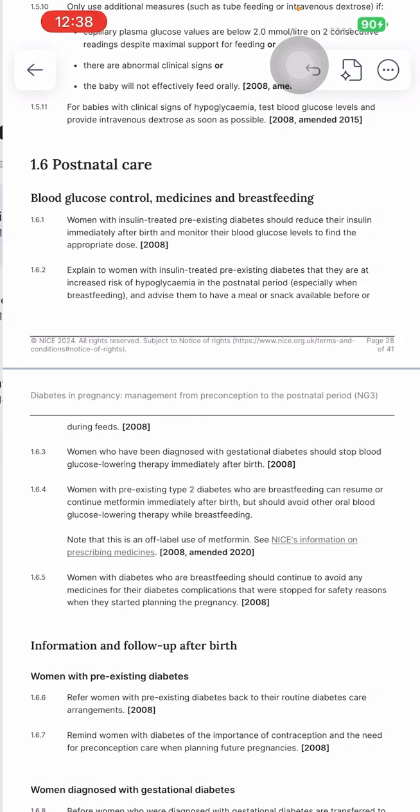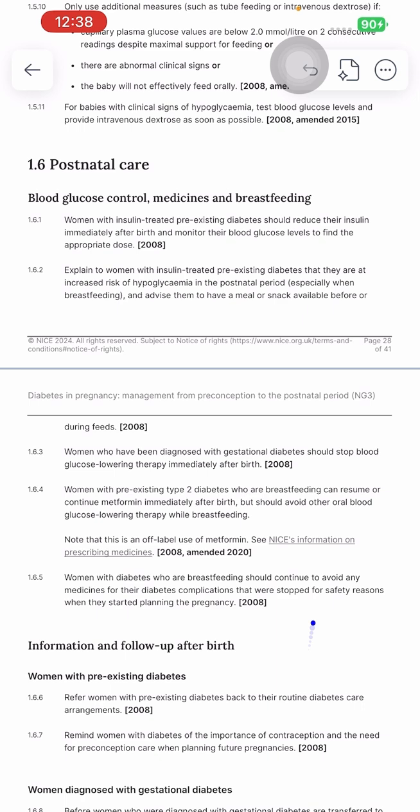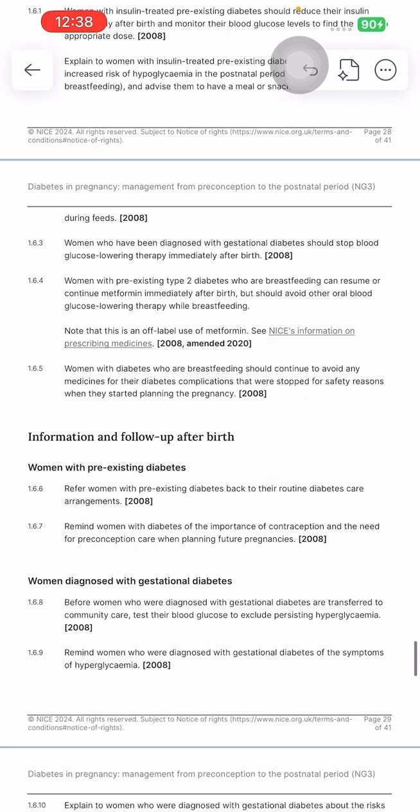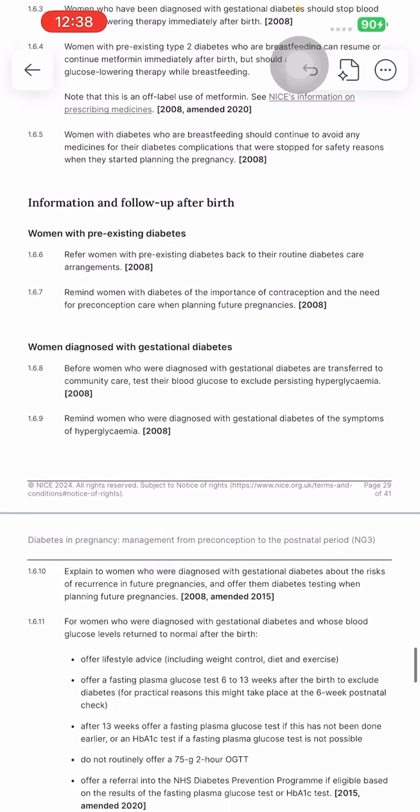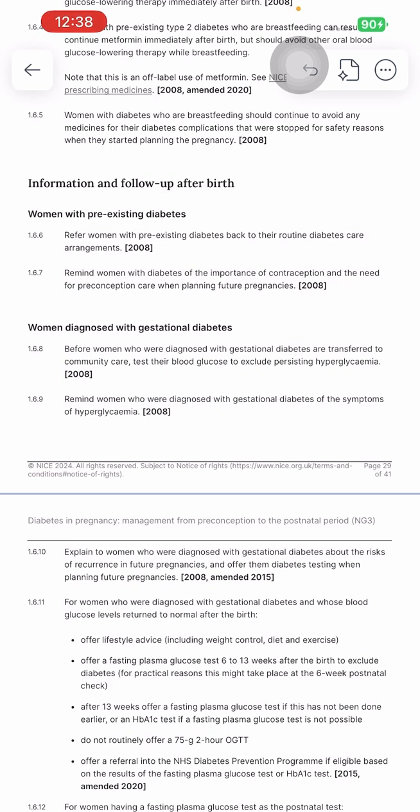So metformin is safe, and in type 2 diabetes, if the patient is taking insulin, then we have to reduce her dose of insulin. Women with diabetes who are breastfeeding should continue to avoid any medication for their diabetic complications that was stopped for safety reasons when they were planning the pregnancy. That type of drug, like ACE inhibitors, ARBs or statins, we have to stop before pregnancy, so you should not give them during breastfeeding. You have to refer these patients to a multidisciplinary team, like endocrinologists, so they can manage further accordingly.